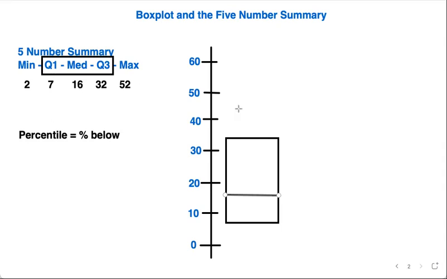And then the whiskers. The max would extend all the way up to 52. The minimum would extend all the way down to 2. And so from here, you'd be able to see the shape as well. Now, if you're going to tilt your head, you would tilt your head to the left, because remember, you want to look from smallest to largest, left to right.